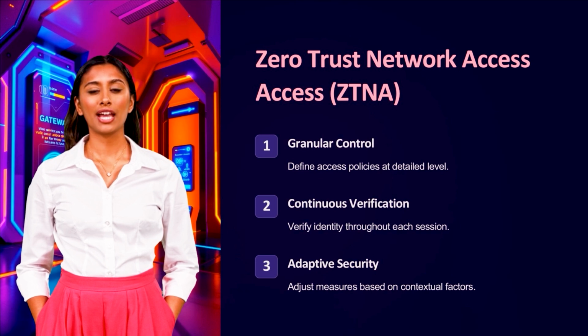Zero Trust Network Access (ZTNA) is a security framework that ensures strict access controls and verification for users and devices trying to access network resources. Unlike traditional VPNs that grant broad access once authenticated, ZTNA operates on the principle of never trust, always verify. It requires continuous authentication and authorization, leveraging identity and context to determine access rights. This approach enhances security by minimizing the attack surface and protecting sensitive data, especially in remote work environments.